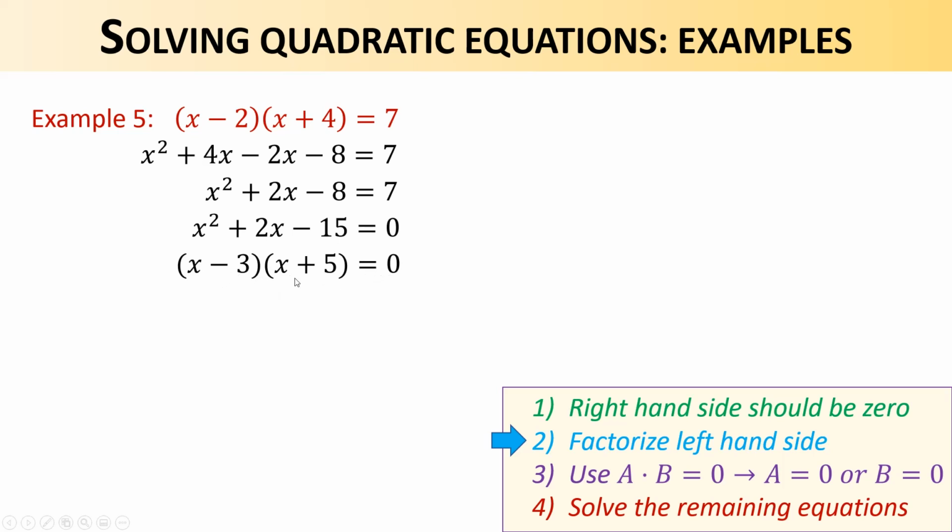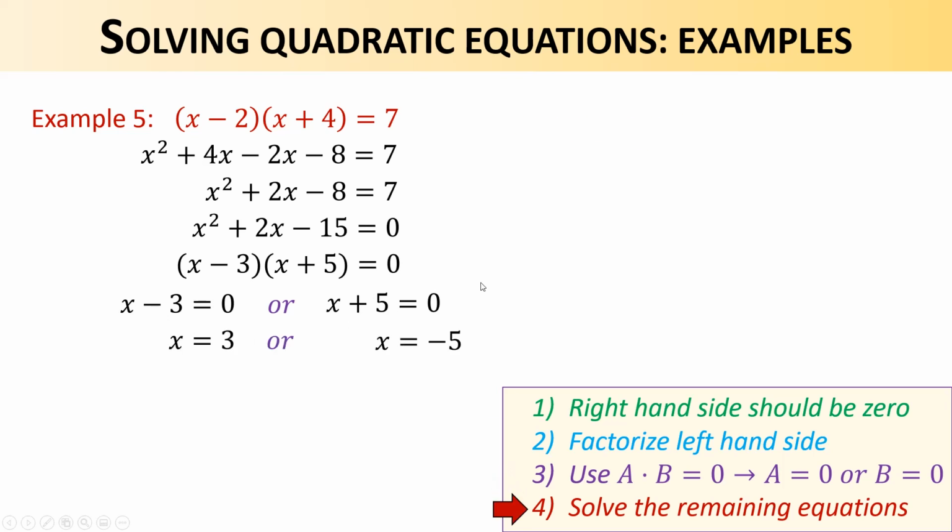Now we have a product that equals 0. So we use the a times b rule. Either this factor is 0 or this factor is 0, and we can easily solve these remaining equations: x equals 3 or x equals minus 5.